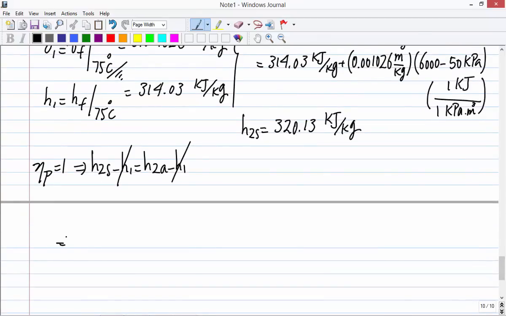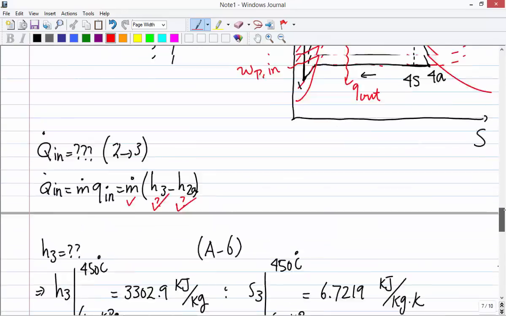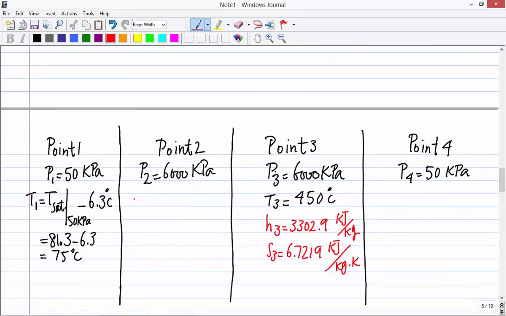Therefore, H2 actual is H2 isentropic, which was 320.13 kilojoule per kilogram. Now we need to quickly go back to our table and update it. That H2 actual, which is 320.13 kilojoule per kilogram. Now to find the rate of adding energy in the boiler, we need to subtract H3 and H2 from each other.